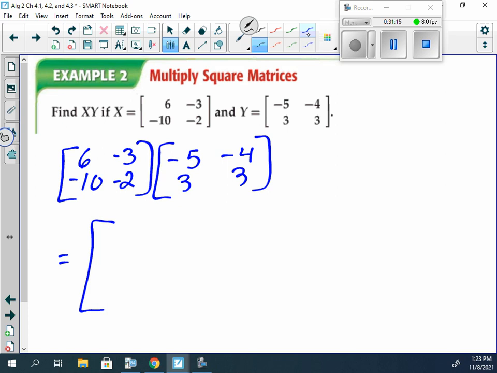So what we're going to do is go over with the first row and down with the first column of the second. We're going to use the first row of the first matrix and the first column of the second, and we're going to multiply. Our first number is 6, and we're going to multiply it by 5, plus our next number in the first row, multiplied by 3. First number with first number, second number with second number. We're going over and down.